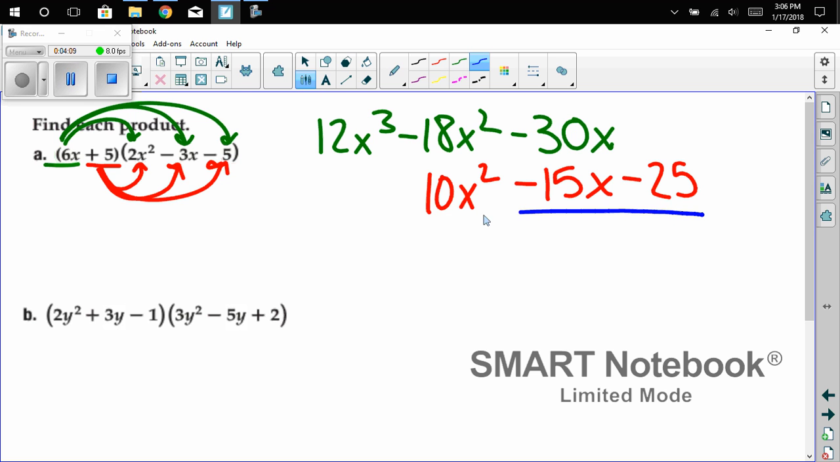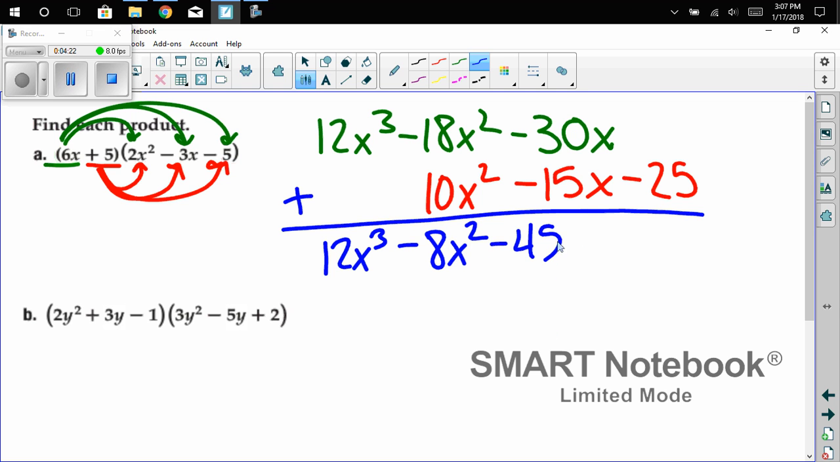And then to combine like terms, now all we have to do is simply add. Nothing to add with the 12x cubed, so that's just going to come down. Negative 18x squared plus 10x squared is negative 8x squared. Negative 30 and negative 15 is negative 45x. And then nothing to go with the negative 25, so that is also just going to come down.